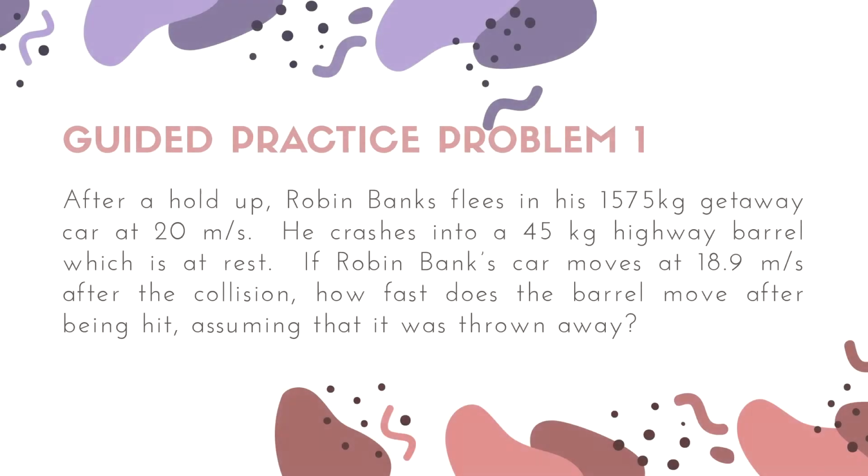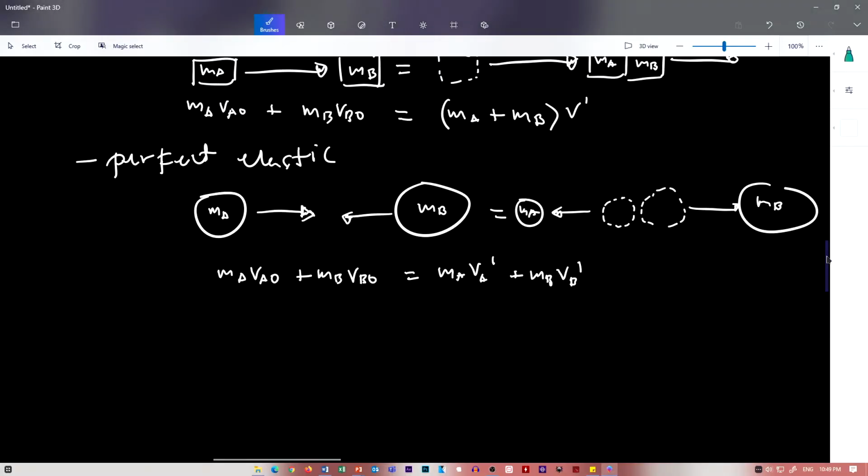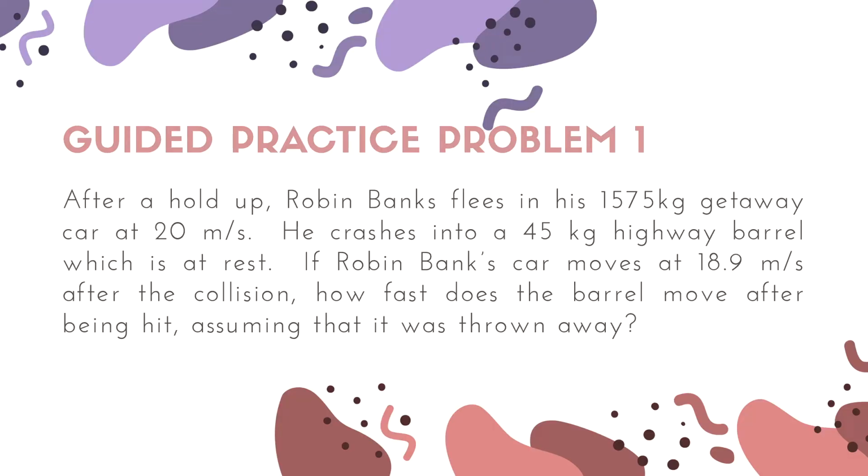Let's take a look. So our first guided practice problem. So after a hold up, Robin Banks flees in his 1,575 kilogram getaway car moving at a velocity of 20 meters per second. He crashes into a 45 kilogram highway barrel which is at rest. Take note of that. If Robin Banks' car moves at 18.9 meters per second after the collision, how fast does the barrel move after being hit, assuming that it was thrown away?